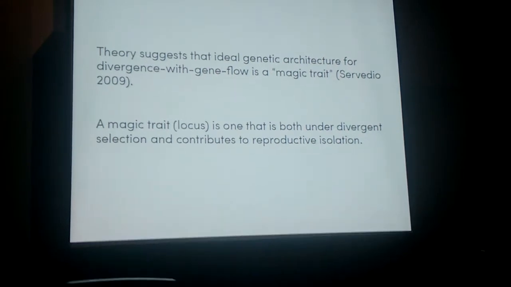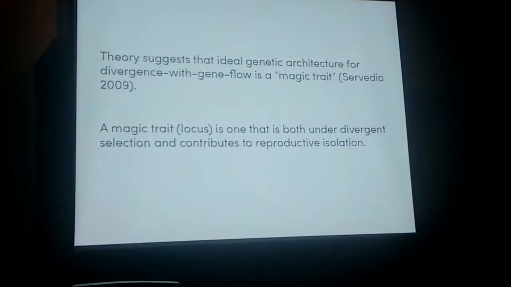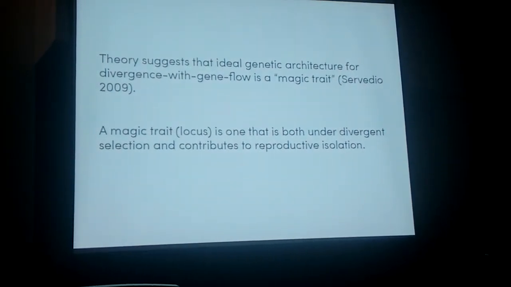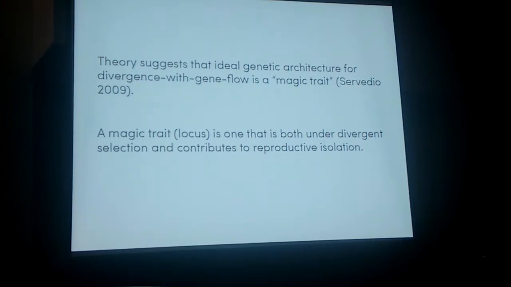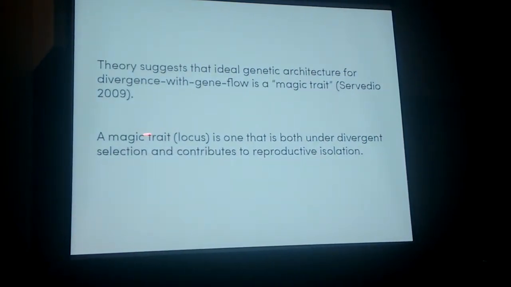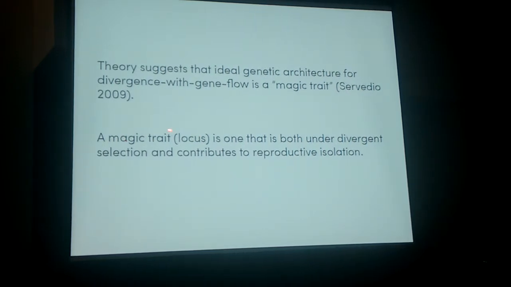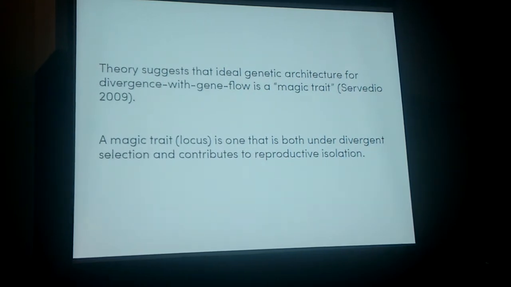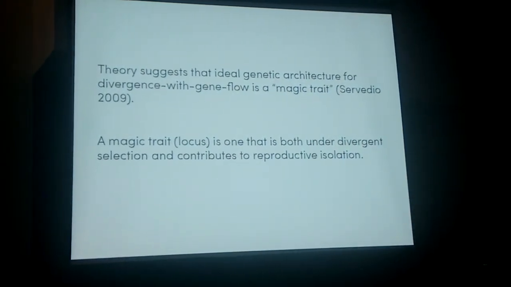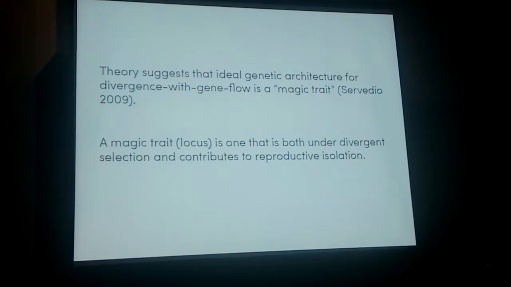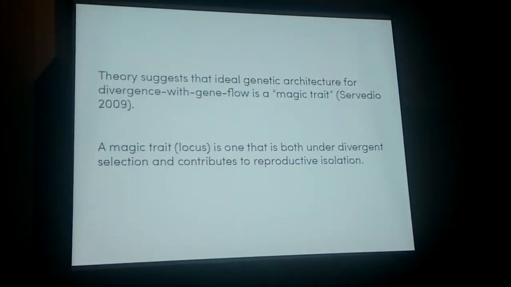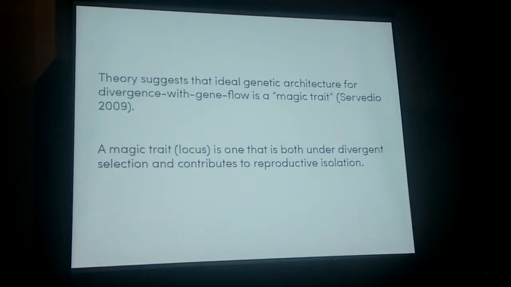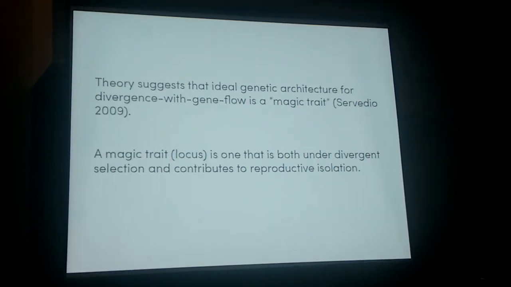So there's a lot of theory out there about this question, and some of it suggests that the ideal architecture for ecological speciation, specifically with gene flow, with migration, is a magic trait. And when we use the phrase magic trait, we're often talking about essentially a magic locus, sort of a single locus trait. But it's a trait that is both under divergent selection and simultaneously contributes to reproductive isolation. So you might think of, for example, flower color. If there are pollinator preferences for different flower colors, having a different flower color might change who pollinates you, which changes your opportunities to mate with other individuals of a different flower color.